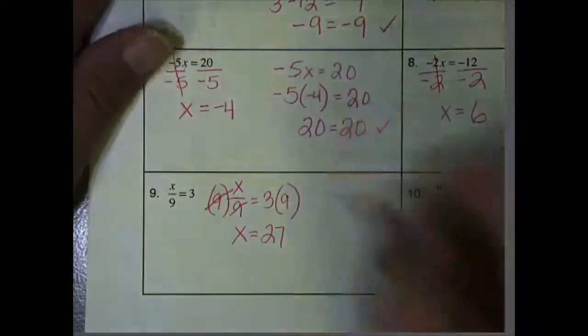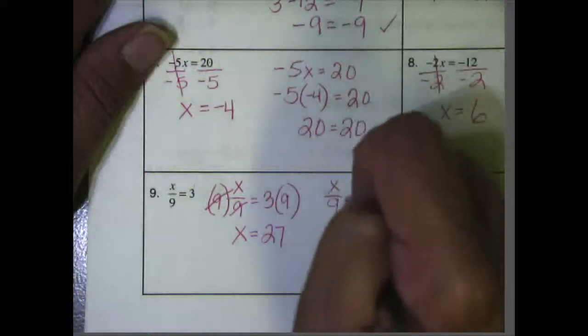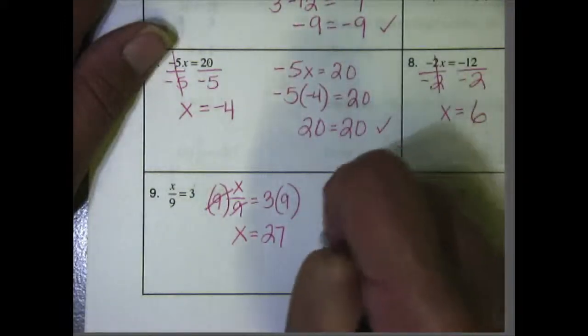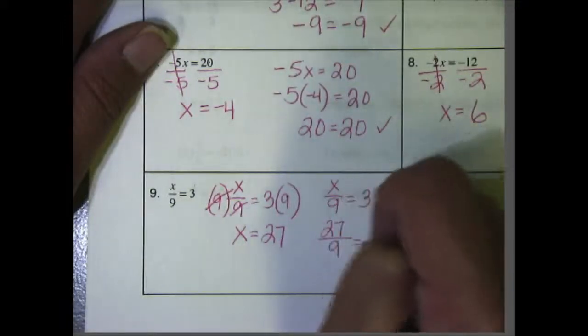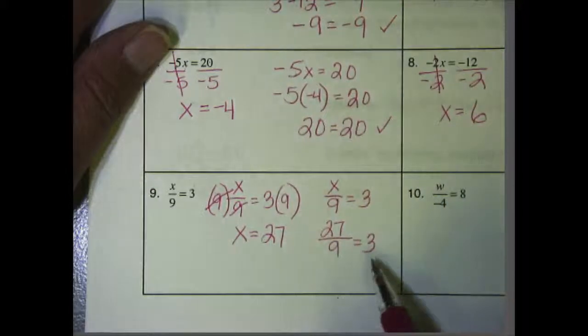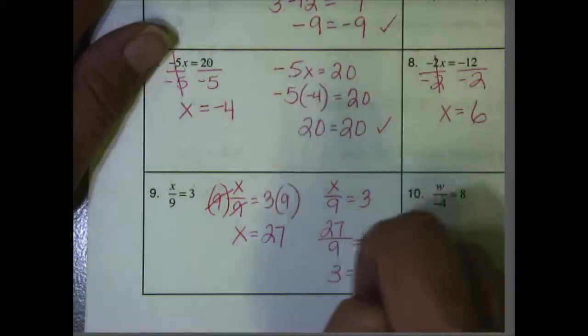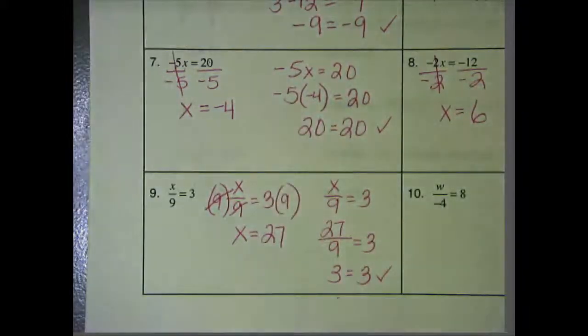Again, we can check it. We have x divided by 9 equals 3. We'll substitute 27 in for x. 27 divided by 9 is 3. So we know that we got the correct answer.